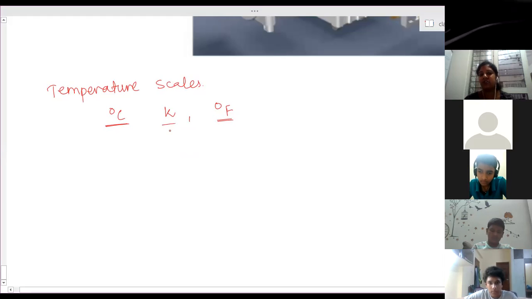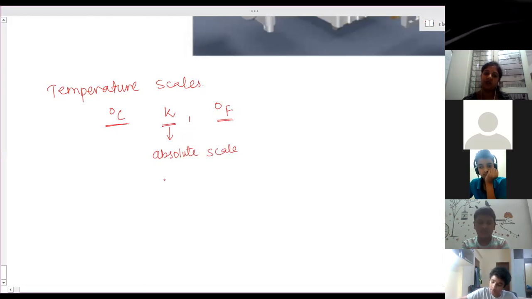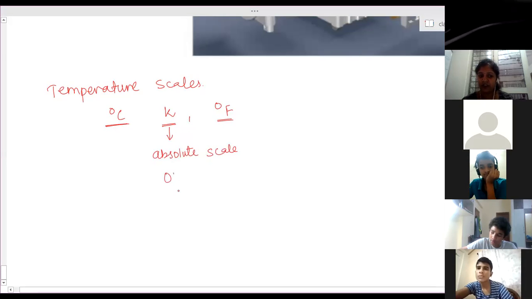But in chemistry, generally in laboratories, temperatures are always measured in Kelvin. Kelvin is called the absolute scale because it starts with a 0 value. So a value of 0 Kelvin means the temperature. We know, what is temperature?